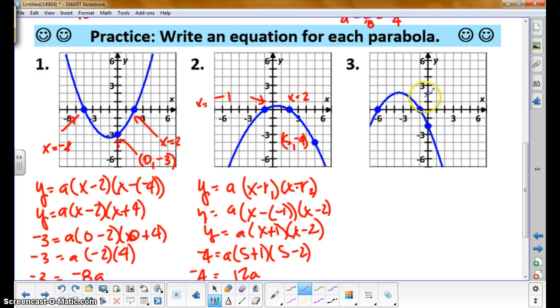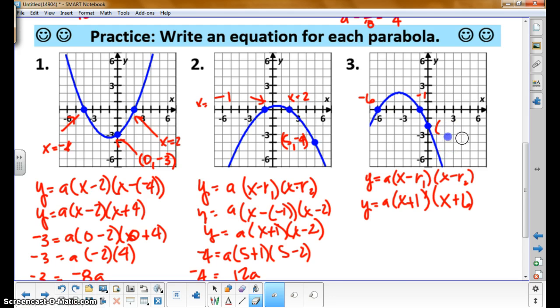We have a root at negative 1, a root at negative 6. So y is equal to a times x minus r1, x minus r2. y is equal to a times x, and I'm going to say minus negative 1, so x plus 1, and x minus negative 6, so it's x plus 6. Now we use our third point. Oops, that's not negative 2, that's a 0. The x coordinate is 0, the y coordinate is negative 2.